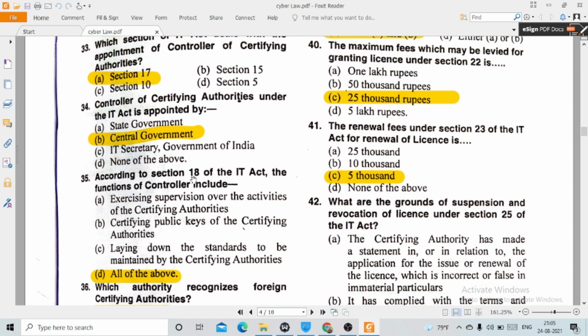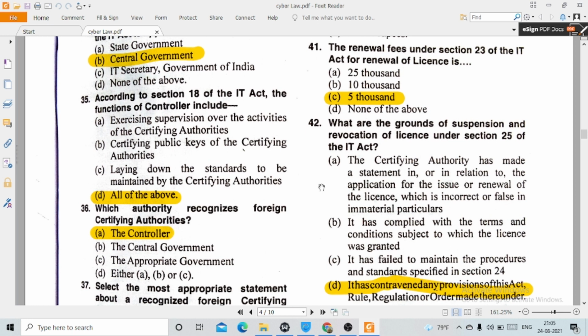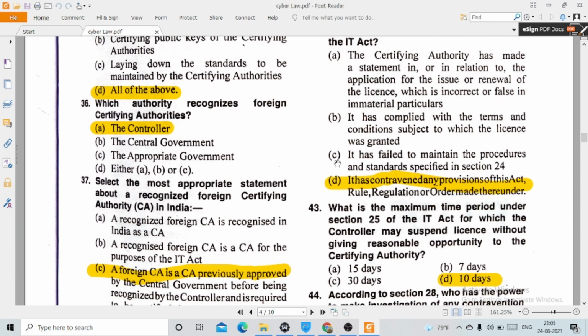35. According to Section 18 of the IT Act, the functions of Controller include all of the above: A, exercising supervision over the activities of the certifying authorities; B, certifying public keys of the certifying authorities; C, laying down the standards to be maintained by the certifying authorities. 36. Which authority recognizes foreign certifying authorities? This is option number A, the Controller.